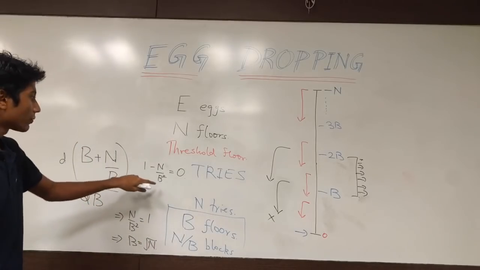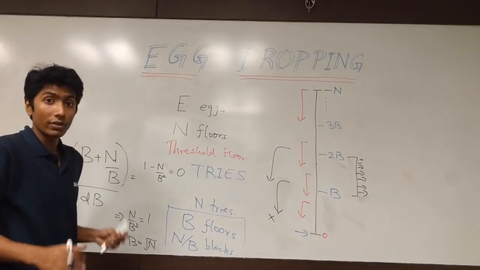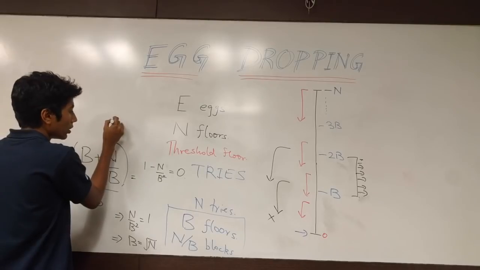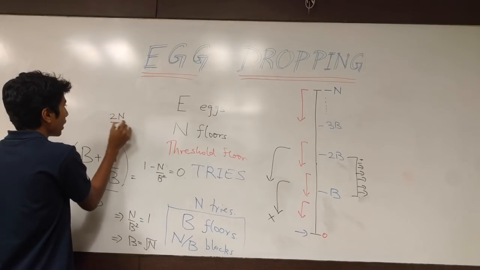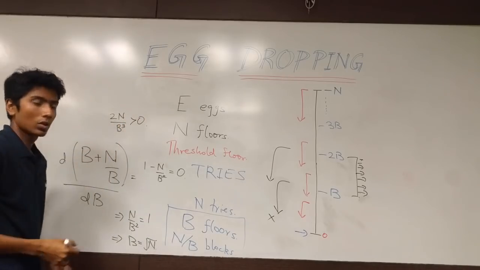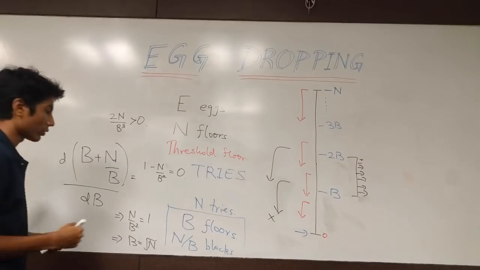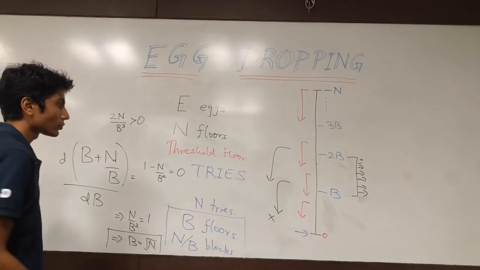And just to be sure, let's differentiate this again to find out if it is a maxima or a minima. We are looking for a minima, by the way. So if you differentiate this again, you get 2n upon b cubed. So that is greater than 0, which means that this is a minima, which is what we want. So b should be equal to root n.